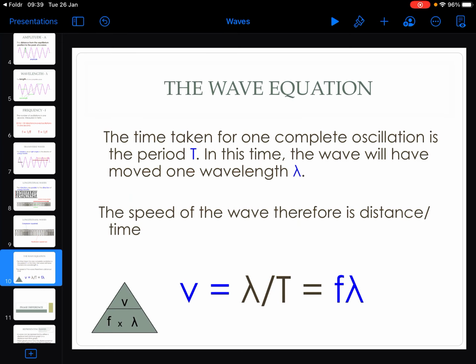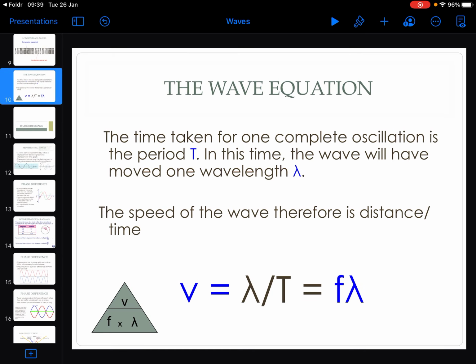And now, your bog standard equation. This is a wave equation with a bit of A level thrown in. So the time taken for one complete oscillation is the period T. In this time, the wave will have moved one wavelength, lambda. The speed of the wave, therefore, is distance divided by time, lambda divided by T. Remember that 1 over T is frequency, so v is f times lambda. One wave equation with a bit of derivation there.